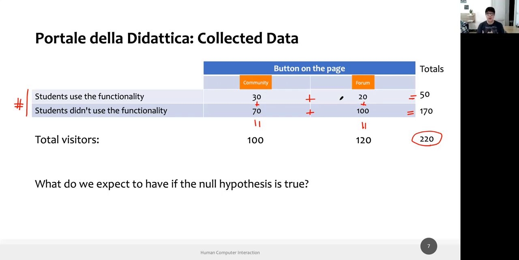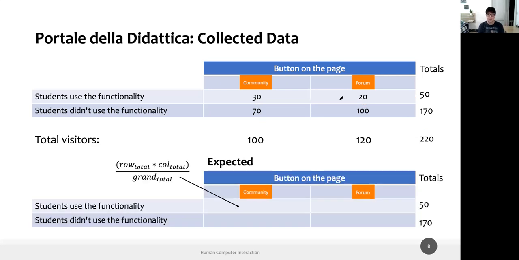So how can we compute the expected values for creating another table like this? So this is the observed data, this is the expected data. And to fill this, we can use this formula. For every single element, we get the row total, so in this case, 50, multiplied by the column total, 100, divided by the grand total, 220.